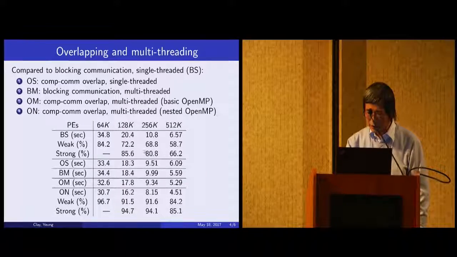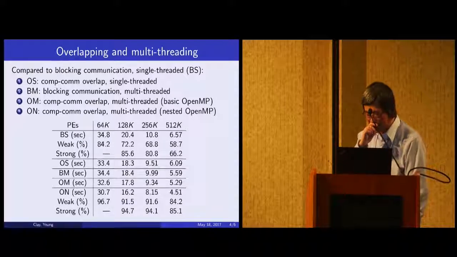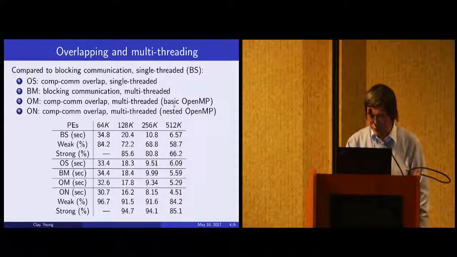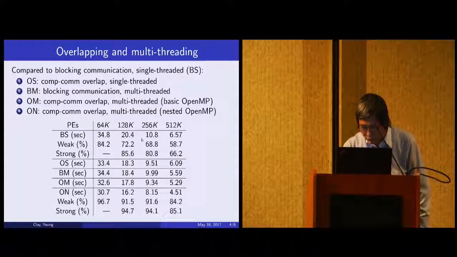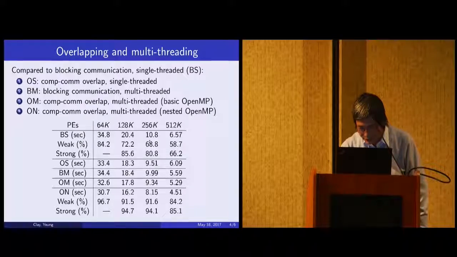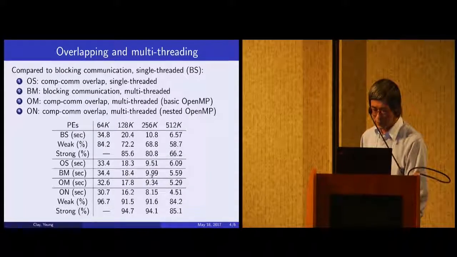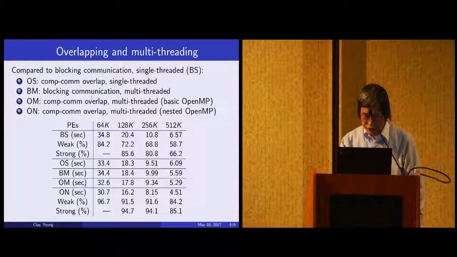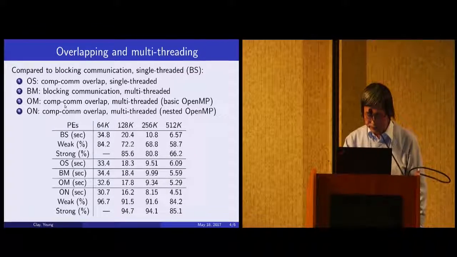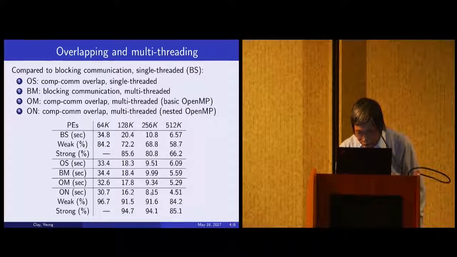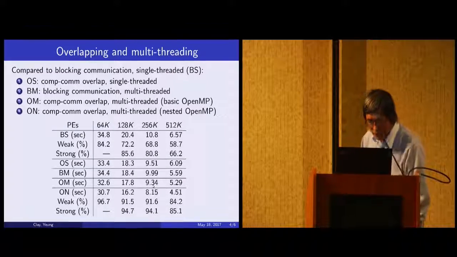We also tried multi-threaded OpenMP, which I'm going to refer to as basic OpenMP for the time being. And then we went down from 10.8 seconds to 9.9 seconds. Some improvement, not as much. We tried both of these tricks, overlap and basic OpenMP, and we were down to 9.3.